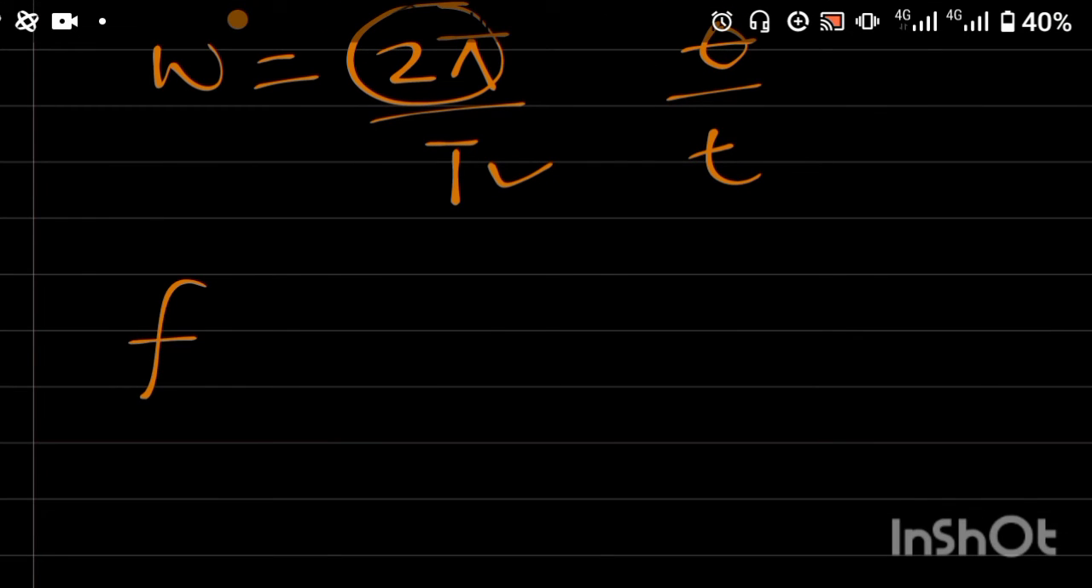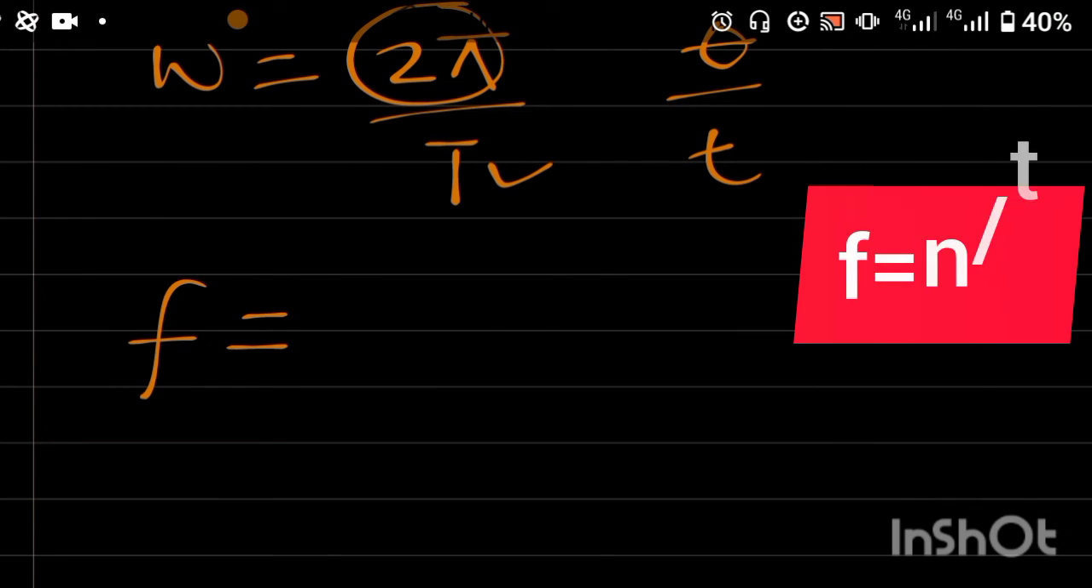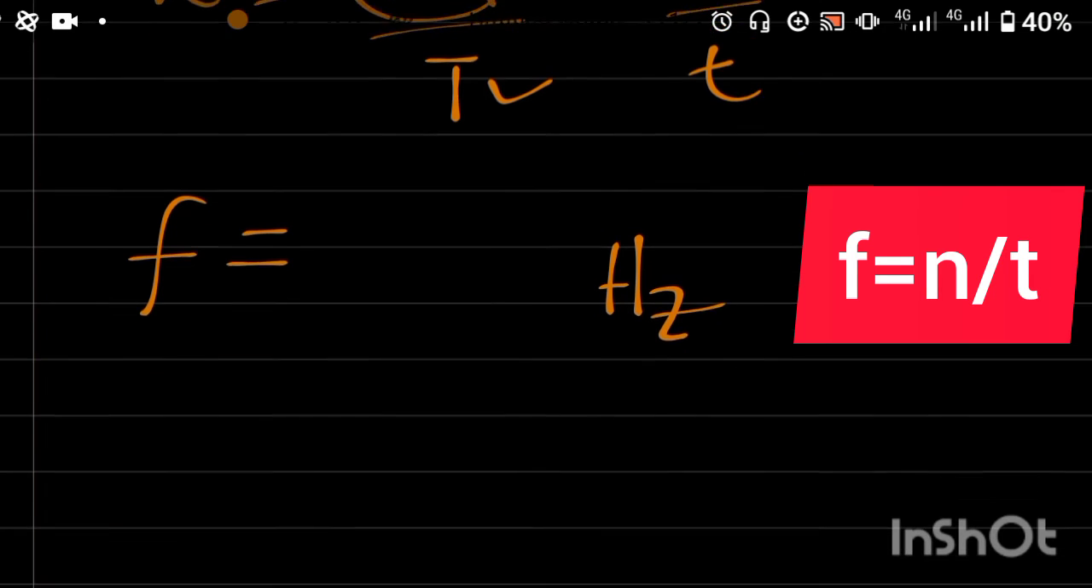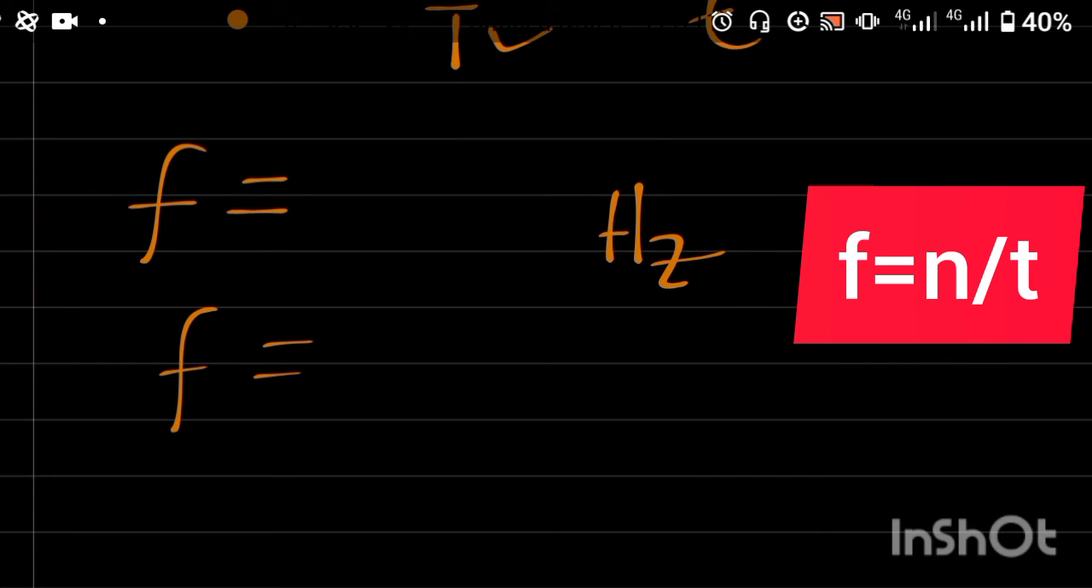Then let's talk about frequency. Frequency is the number of completed revolutions in 1 second. If an object completed 3 revolutions in 1 second, that is the frequency of the object. It has a frequency of 3 hertz. Frequency is measured in hertz. So frequency is the reciprocal of a period, and period is also the reciprocal of a frequency.